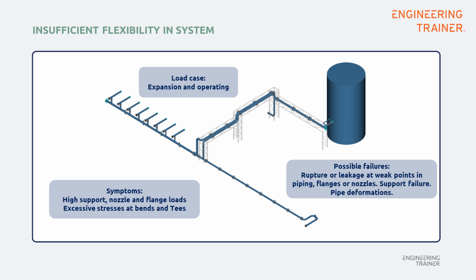There is a wide range of possible failures that can occur when there is insufficient flexibility in the system. Leakage, or even rupture, at weak points, such as welds or deficiencies, at the locations where excessive stresses occur, in flanges and nozzles. Supports could break as a result of the high loads, and the piping can permanently deform. Let's have a look at a few examples where this could be an issue.